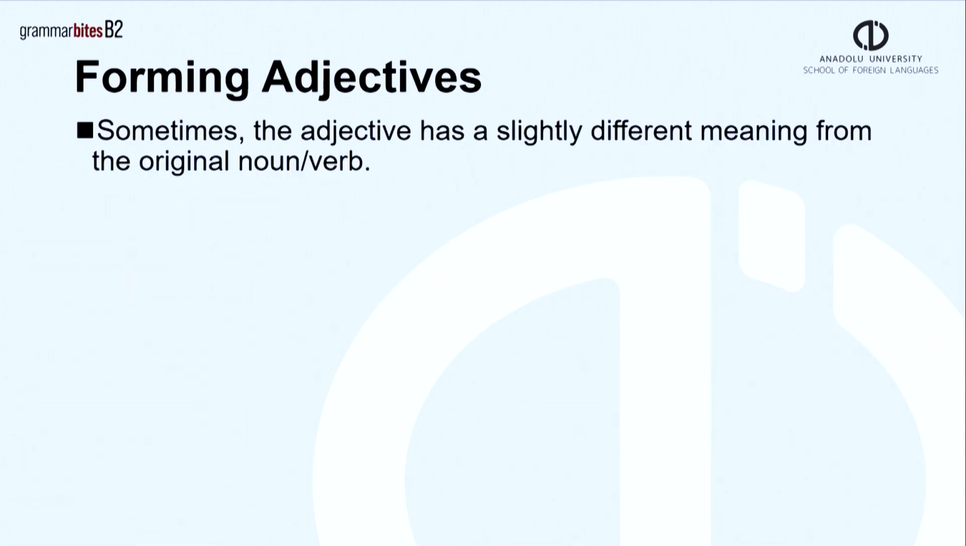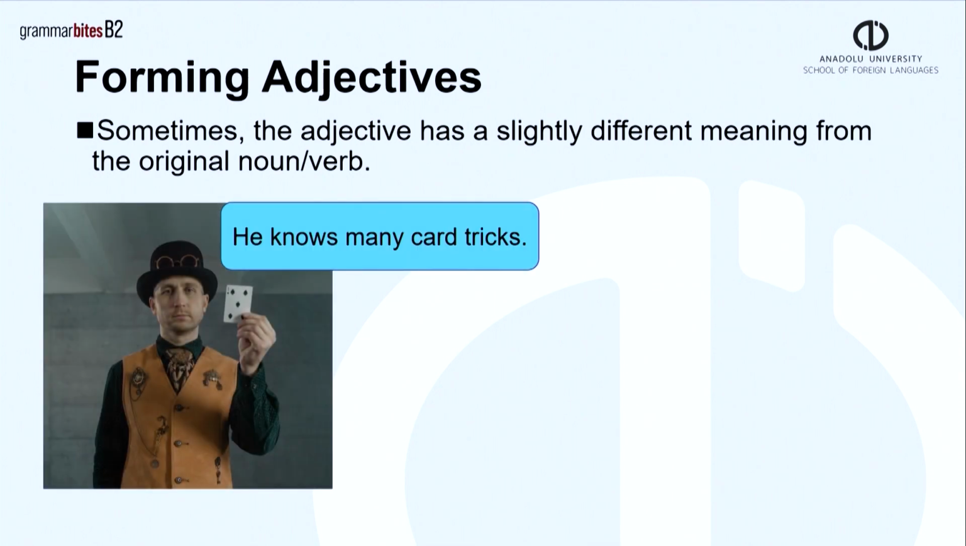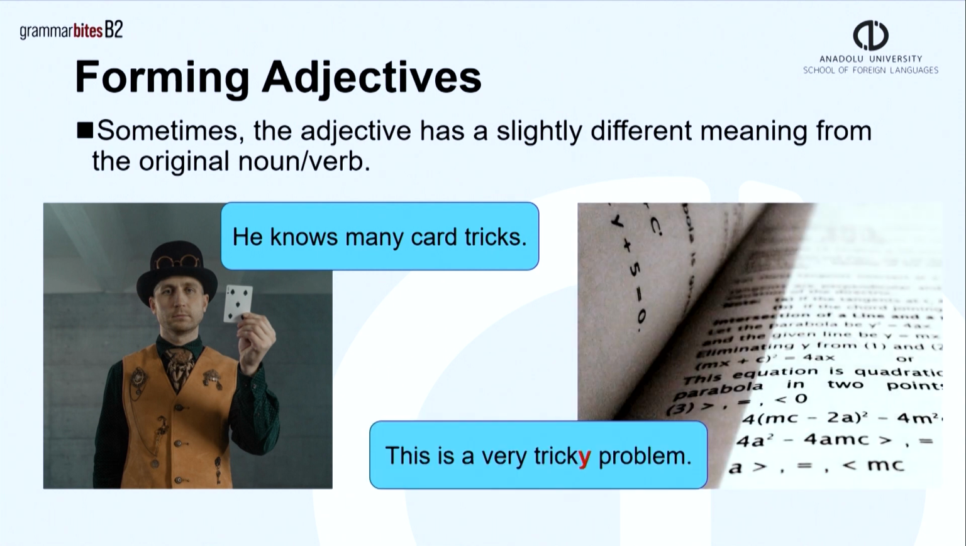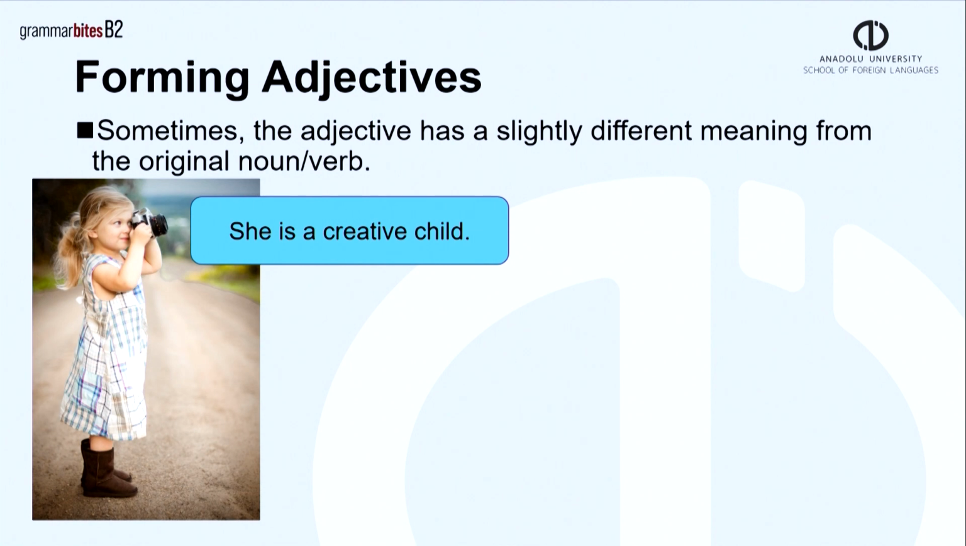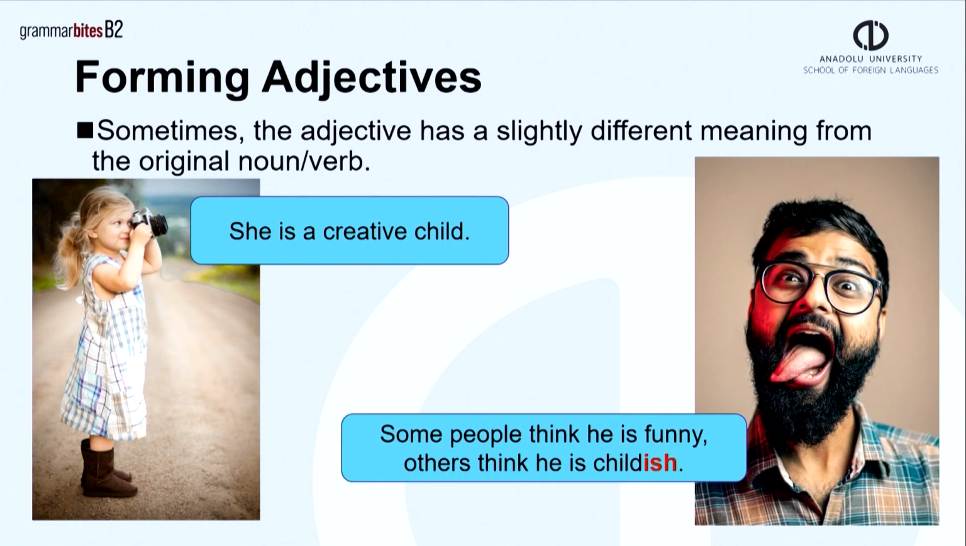Sometimes the adjective can have a slightly different meaning from the original noun or verb. He knows many card tricks. But this is a very tricky problem. Tricky means difficult to get right. Clearly very different from the meaning of trick in card trick. Here's another example. She is a creative child. Some people think he is funny, others think he is childish, which means silly, like a child, in a negative way.